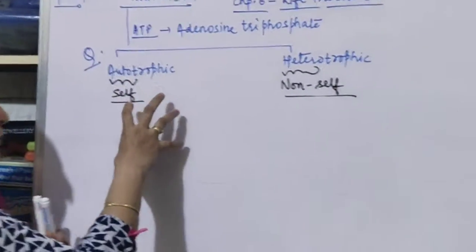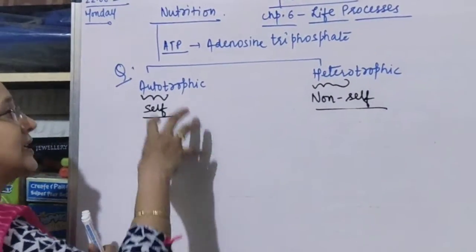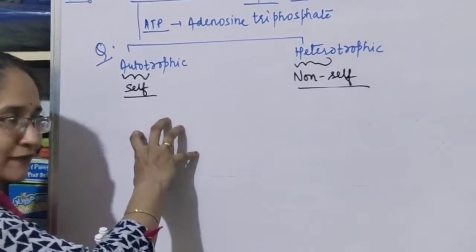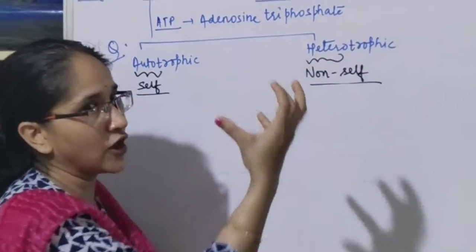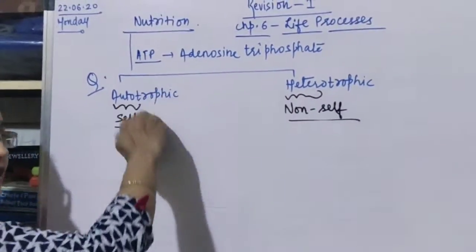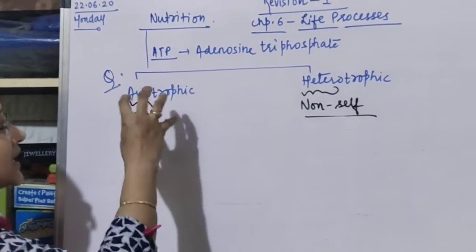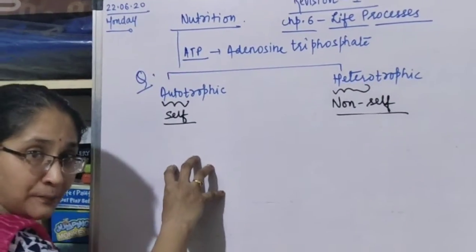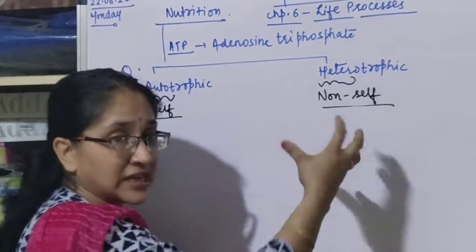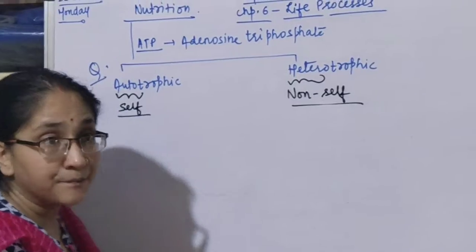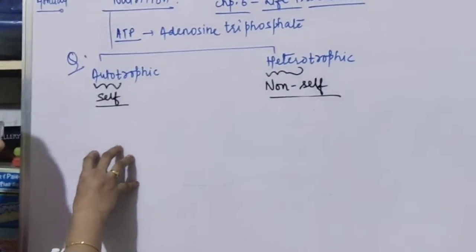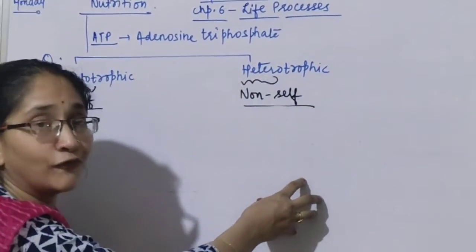So here when we talk about autotrophic organisms, these are the ones which can prepare their food. Heterotrophs cannot prepare their food, they are dependent on the autotrophs. Next is that autotrophs have got the chlorophyll pigment. Here obviously the chlorophyll pigment is not there. Autotrophs can carry out photosynthesis, heterotrophs cannot carry out photosynthesis.